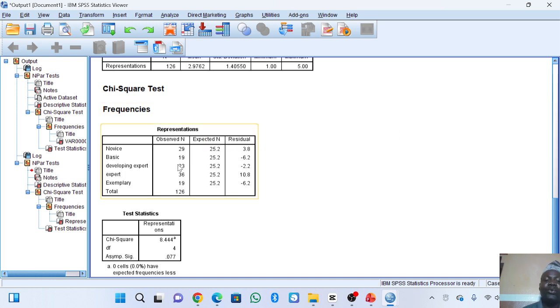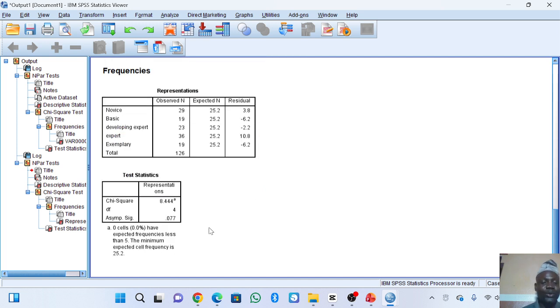Now, but we have 29 novices, so there is a deviation from the expected for novice level. Look at basic. We expected 25.2, but we have 19 novices. There is deviation, but the deviation is higher than what we have for the other one. For developing expert, it is very close, 23 to 25.2. The experts that we found were 36, and the exemplary people were 19.